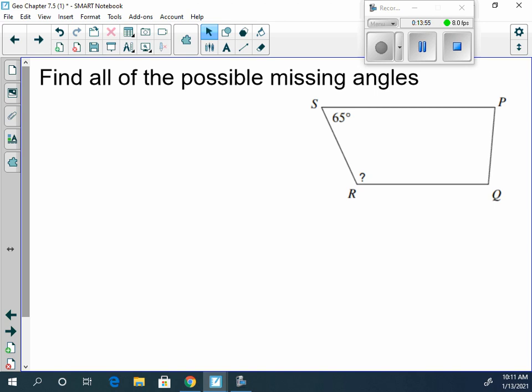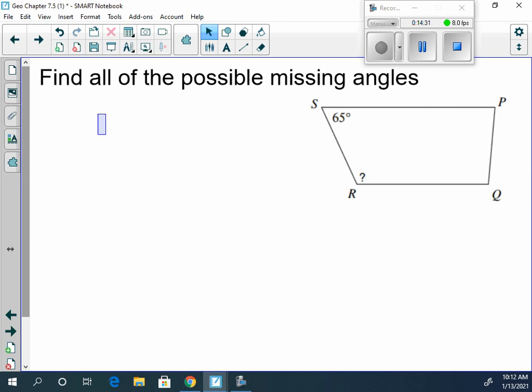Is this an isosceles trapezoid? Well, if we knew the diagonals were congruent, then we could say it was. Or if we knew the legs were congruent, or the base angles, but since we don't know any of that, we can't say that P is 65 because it's not isosceles. But what do we know? That 65 and angle R add up to be 180.